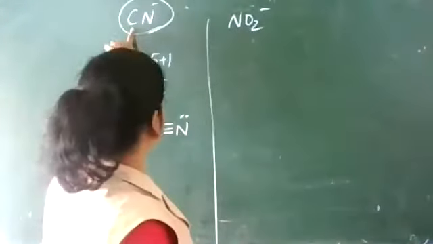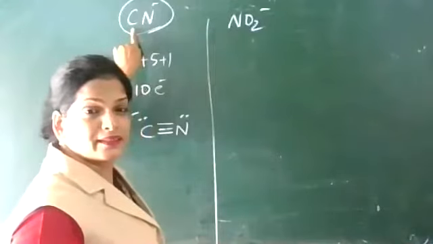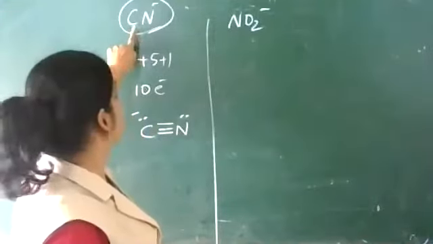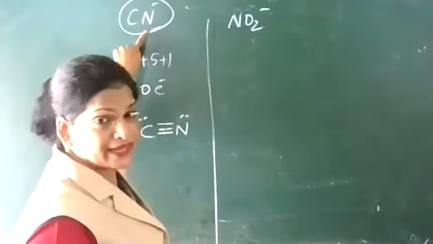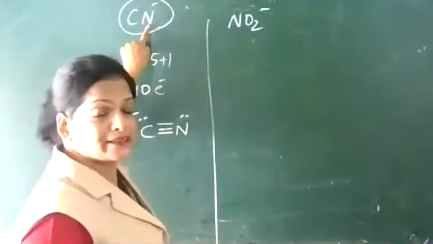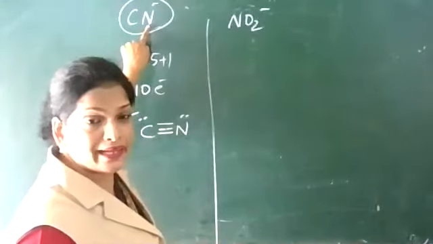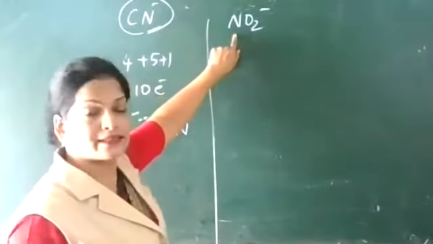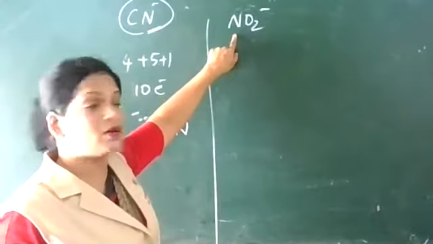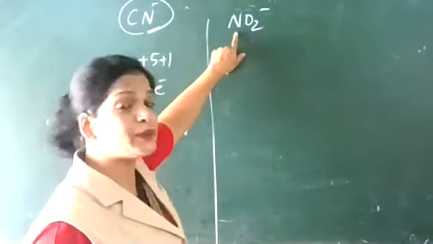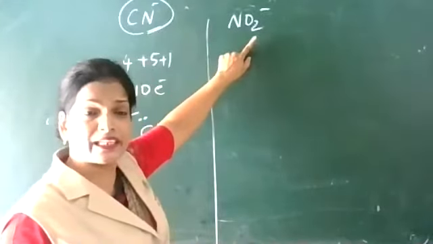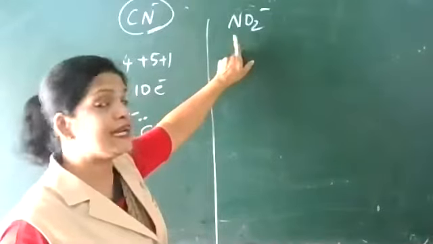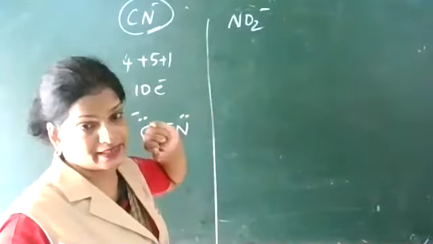When the carbon side attacks, then the product is called alkyl cyanide. If nitrogen attacks, then the product is called alkyl isocyanide. If nitrogen attacks, then the product is called nitroalkane. If oxygen attacks, then it is called alkyl nitrite.